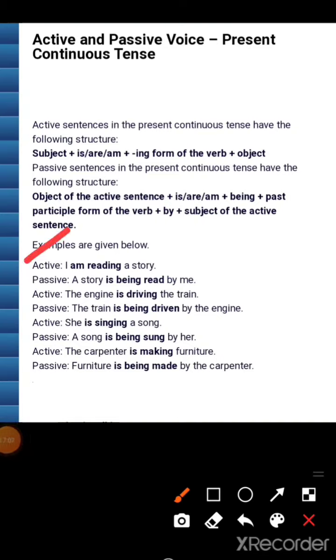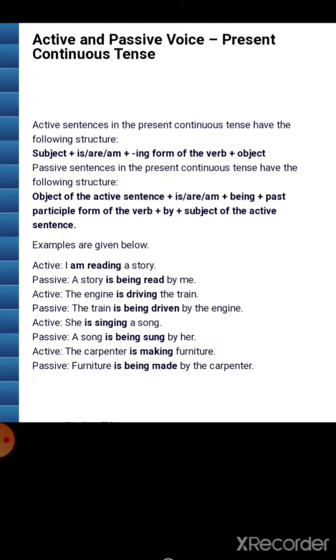I am reading a story. Here, I is the subject, and am reading, written in bold letters, is in present continuous tense, that means it is the verb. After that, a story is the object. So the object will turn to subject, and you will start the sentence with a story.